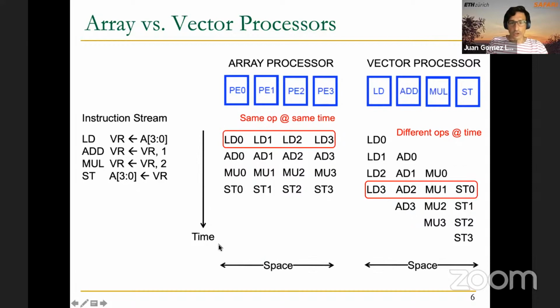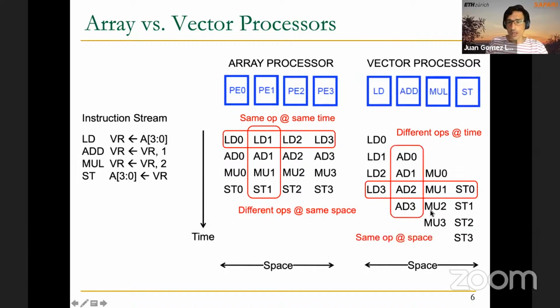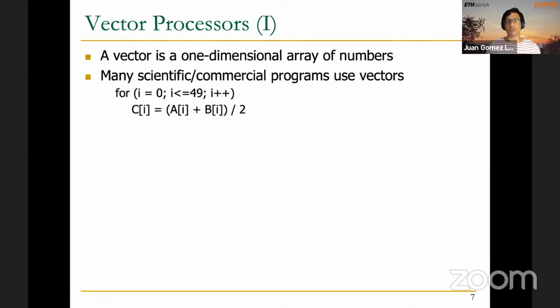And so here you can see the duality of time and space, right? Here in the array processor, different operations are in the same space because this processing element can execute either a load, an add, a mul, or a store. While here in the same processing element, we always execute the same instruction. In this case, all of them are add operations. Okay, so now we have the first classification of SIMD processors, vector and array processors.